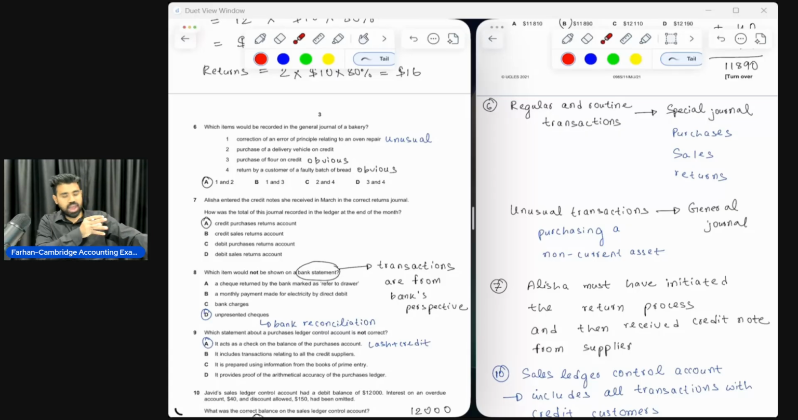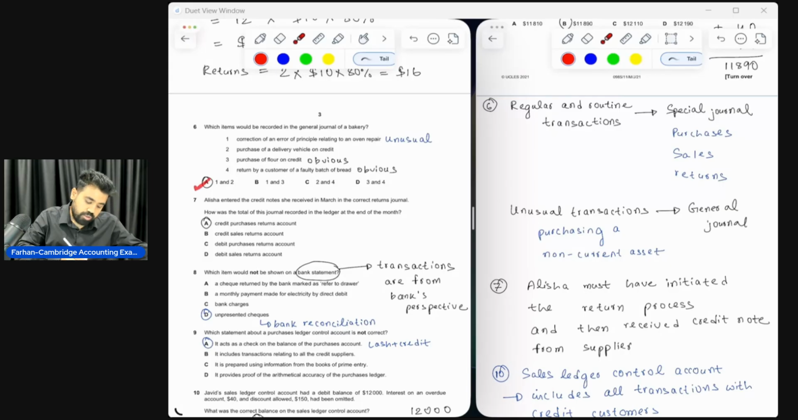So the non-current asset and expenses are 2 different classifications, right? So if you are making a mistake where you are including the repairs cost as part of the cost of the non-current asset, this is an error of principle. So therefore, this is an unusual transaction, and this definitely doesn't relate to routine transactions which are recorded in the special journal. Therefore, because it is an unusual transaction, it must go in the general journal. So the correct answer to select for question 6 would be statements 1 and 2.